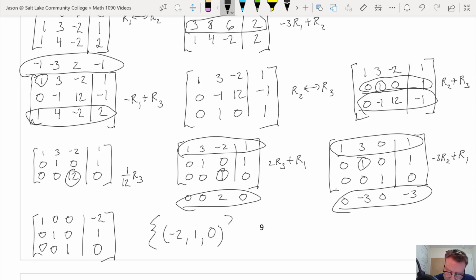Notice we started with a 3 by 3 system, meaning 3 variables. So every single point that is a solution to the system has to have 3 coordinates to it. And indeed, this does.